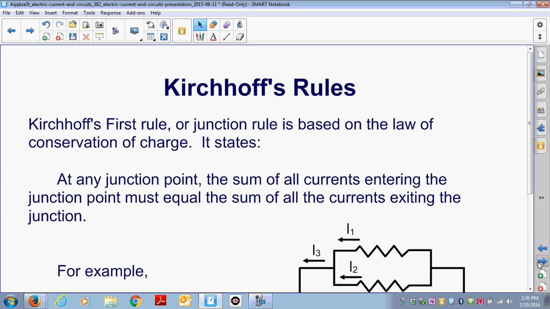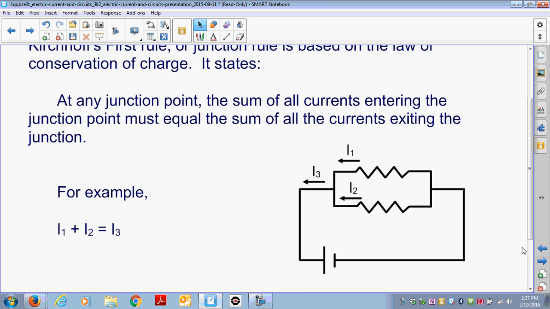Kirchhoff's first rule, which we call the Junction Rule, is based on the law of conservation of charge. So it basically says that in any junction point, the sum of all the currents entering the junction must equal the sum of all the currents exiting the junction. So here's an example. If we take a point here, actually this is backwards, but if we say that the current I is going in, actually they're calling it I3.